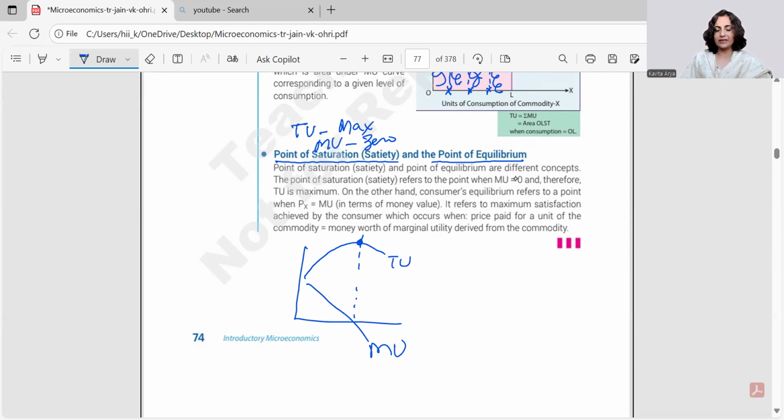Right. But when it comes to point of equilibrium, equilibrium means where I'm satisfied with the price which is offered. I just mean to say that the buyer would be buying something if and only if the marginal utility he obtains is equivalent to price. He doesn't find the thing to be expensive.